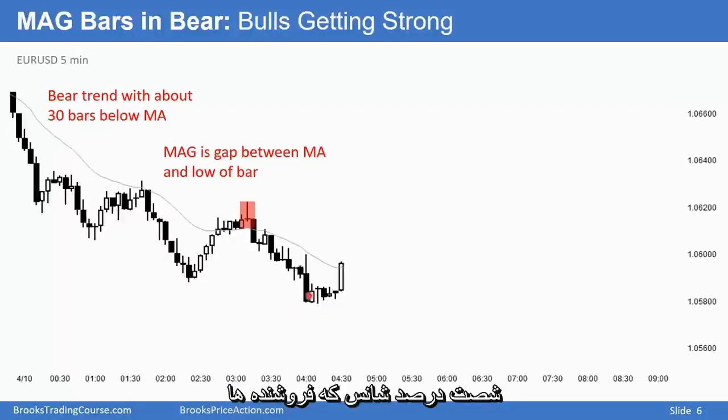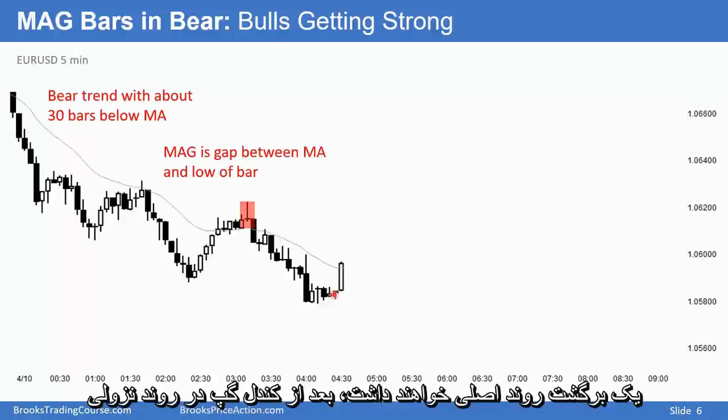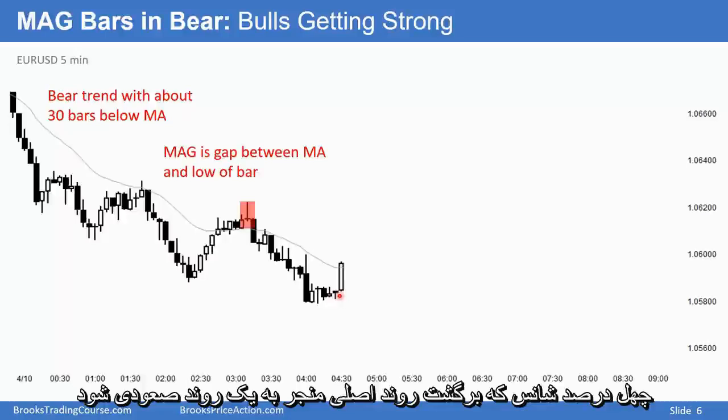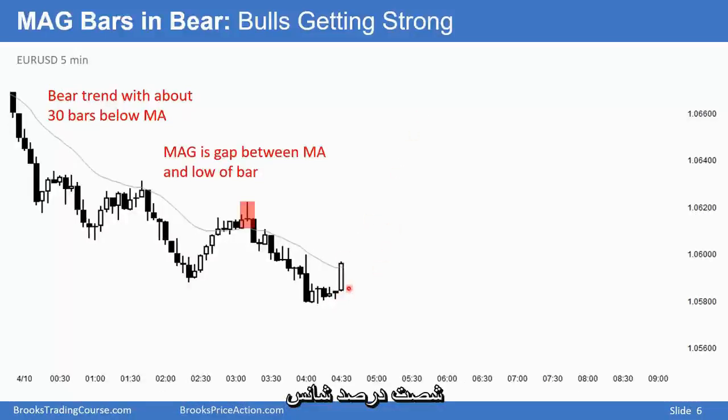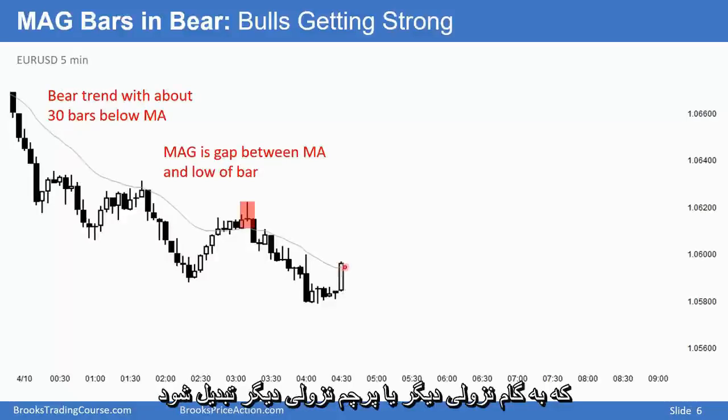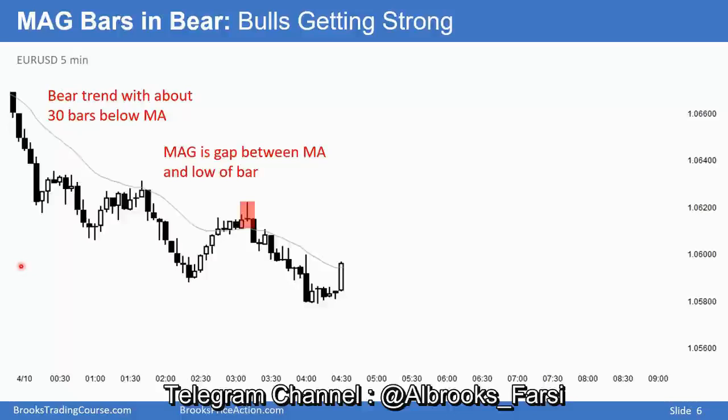60% chance the bears will get a major trend reversal attempt after a gap bar in a bear trend. 40% chance the major trend reversal will lead to a bull trend. 60% chance the major trend reversal will lead to another bear flag and another leg down or a trading range.